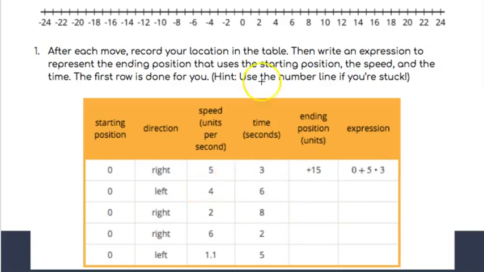What about if we move to the left for 4 units per second, and then we move for 6 seconds? That's 24, right? Because 6 times 4 is 24. But we're moving to the left, so this should be a negative. And we know that because it should be 0 minus 4, because we're going to the left, times 6. All right, go ahead and work out these other ones.